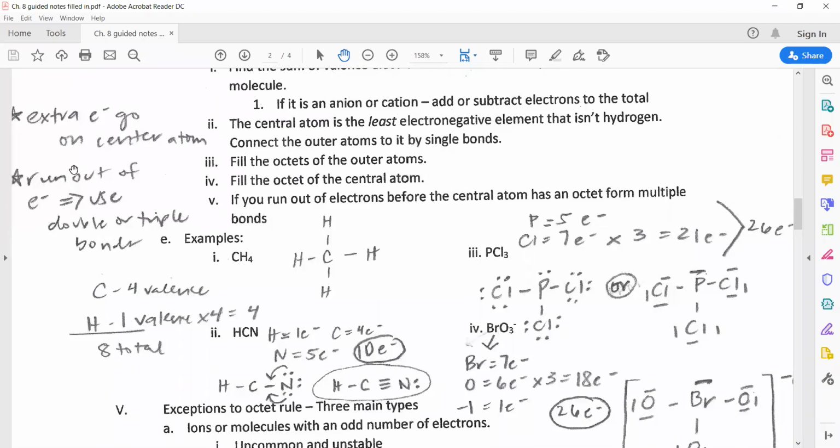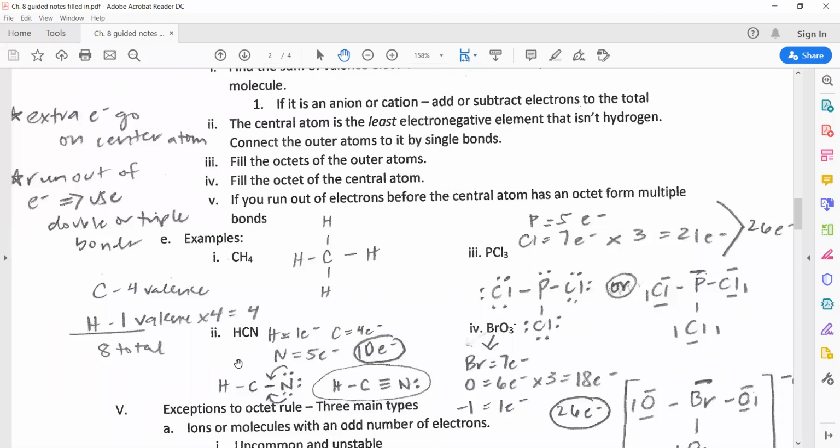Here's kind of 2 additional rules. If you have extra electrons after you do the outer atoms, you're going to add them to the center atom. So if you have extra, they go in the center. However, if you run out of electrons and everybody is not happy, that's when you're going to have to use a double or a triple bond. So you don't do a double or triple unless you are out of electrons and you need help filling everybody up, okay? Let's look at those examples.